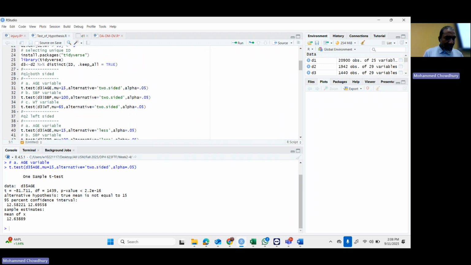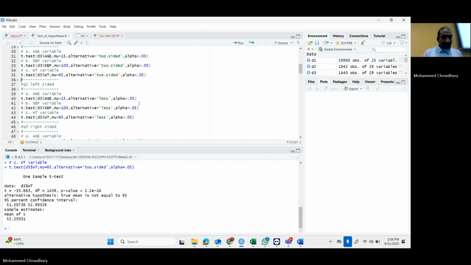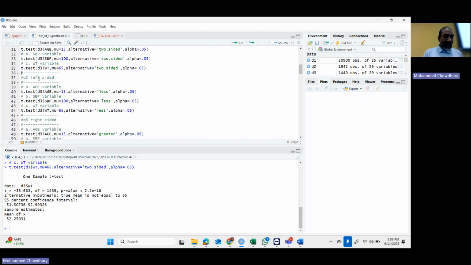So now, similarly, if you want to do it for question number 1, both sided, okay? Both sided means two sided. Similarly, this is the one, this is another one. Now left sided. What is left sided? This is the left sided. Left sided means you remember the greater than, less than. So this is the left sided one.